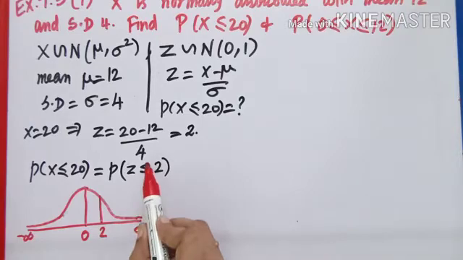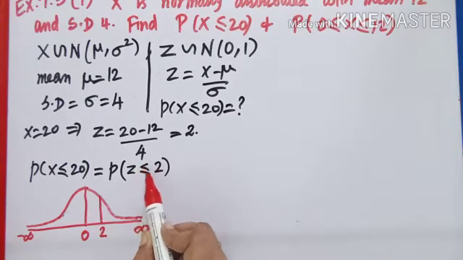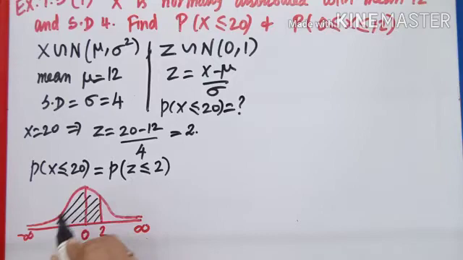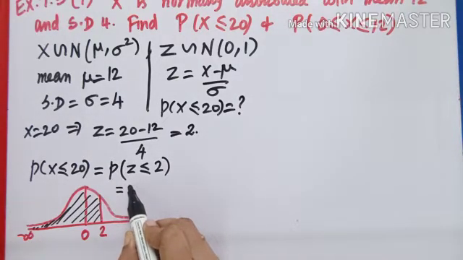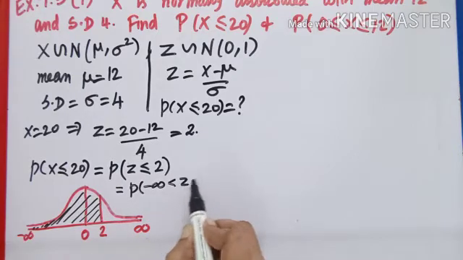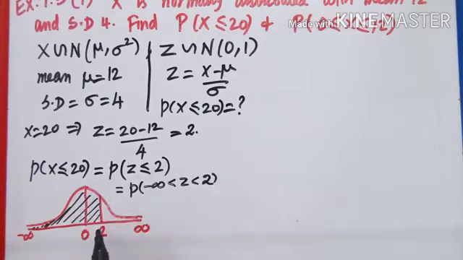What symbol is here? Less. Looks like L. So remember, this is less. So shade in the left side. So this answer I want. So minus infinity to 2 is my question. How do I write it? This is probability of minus infinity to 2. Left side of 2 tells me minus infinity to 2.